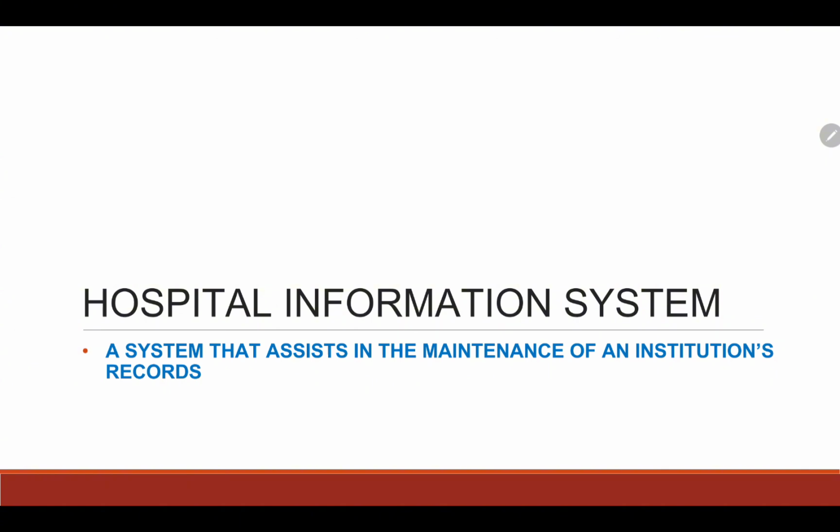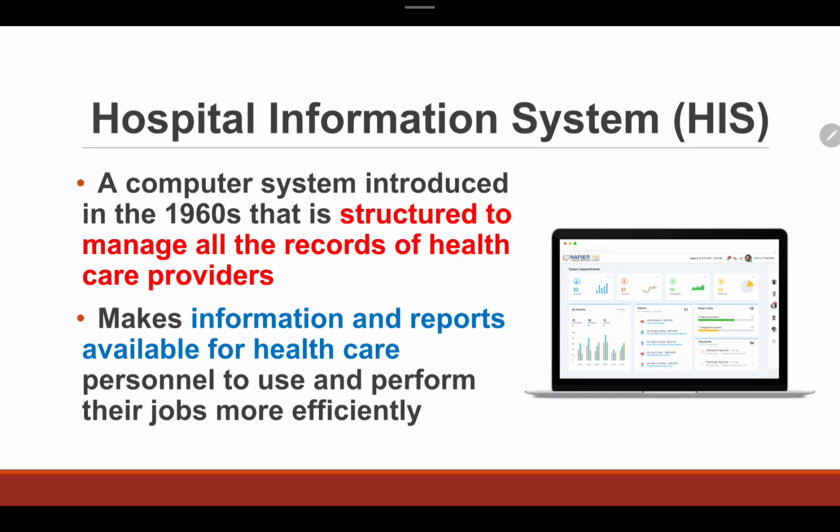Let's start with a brief background of what a hospital information system is. Hospital information system is a computer system introduced in the 1960s, remember, that is structured to manage, the keyword there is to manage, all records of the healthcare providers. It makes information and reports available for healthcare personnel to use and perform their jobs more efficiently. Obviously, if the healthcare personnel can have access to your personal data as the patient, it would be easier for the doctors to make accurate diagnosis, and will be able to compare it from your previous results.